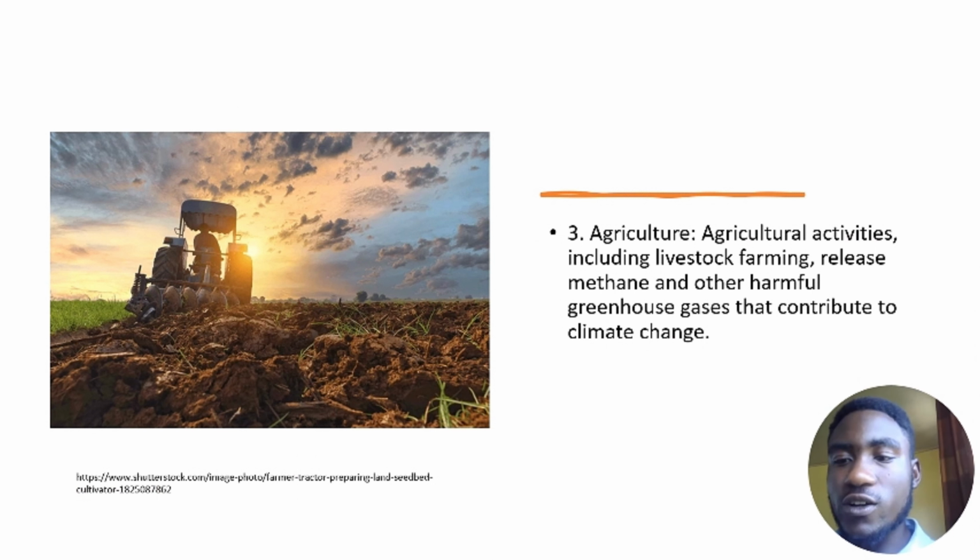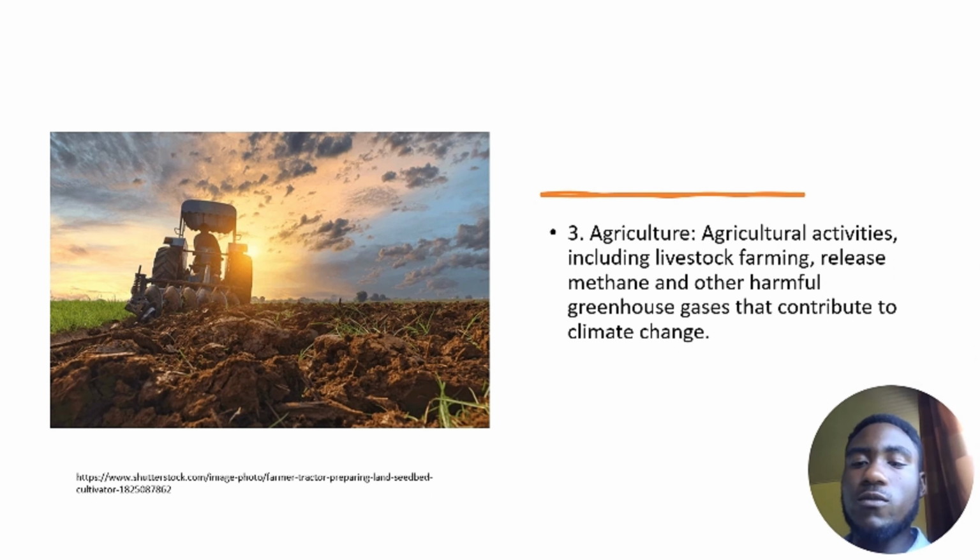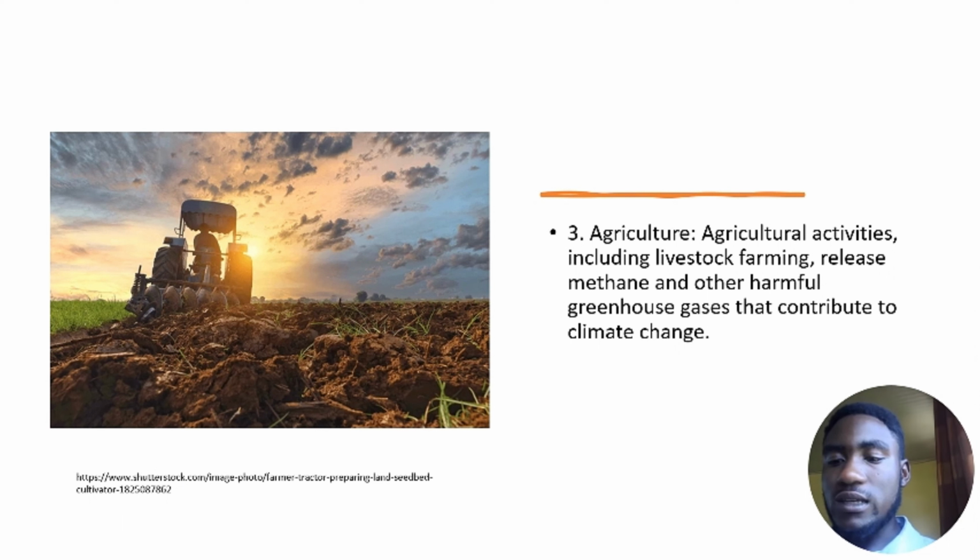The third one is agriculture. Agricultural activities like livestock farming may release methane and other harmful greenhouse gases that contribute to climate change. We know that when we are raising livestock, some cow dung may release methane gas. When this methane gas is released into the atmosphere, it may contribute to the greenhouse effect, and that contributes to climate change.